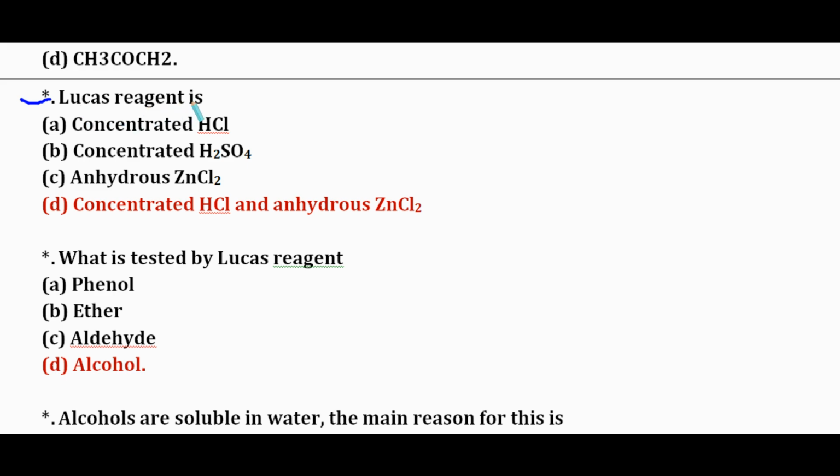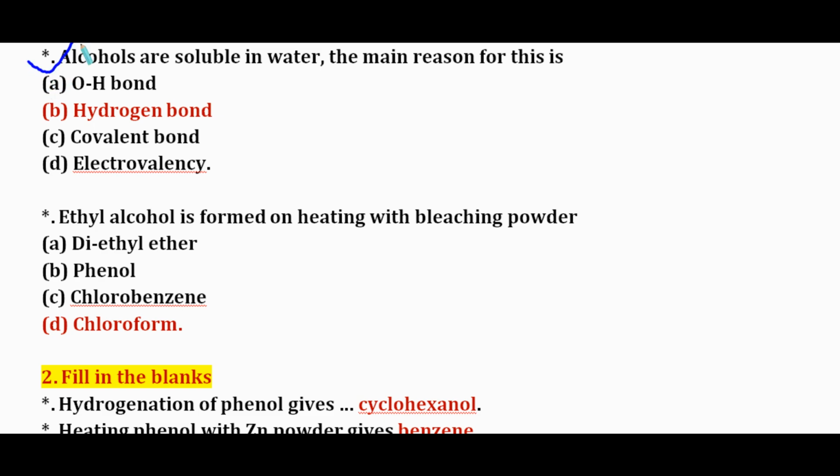Lucas reagent is concentrated HCl and anhydrous ZnCl2. What is tested by Lucas reagent? It is alcohol. Alcohols are soluble in water. The main reason for this is hydrogen bond. Ethyl alcohol on heating with bleaching powder forms chloroform.